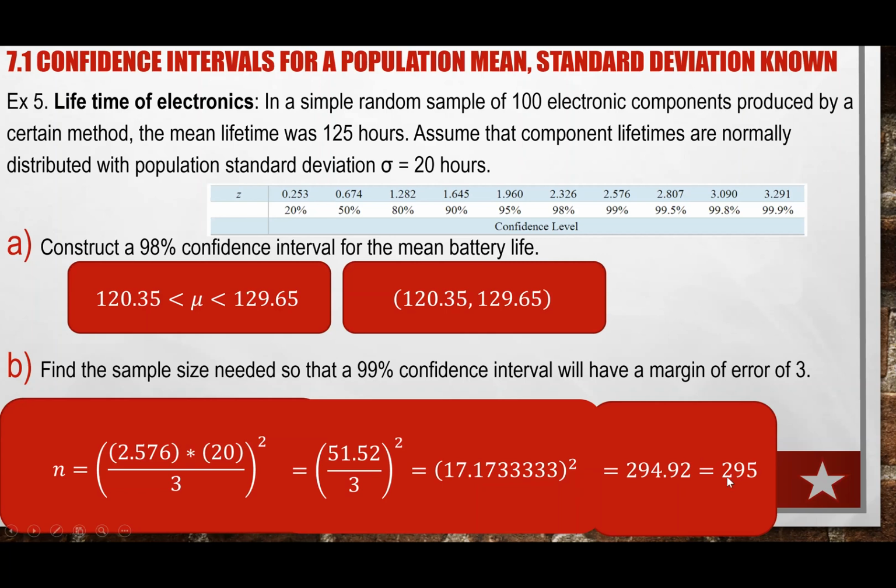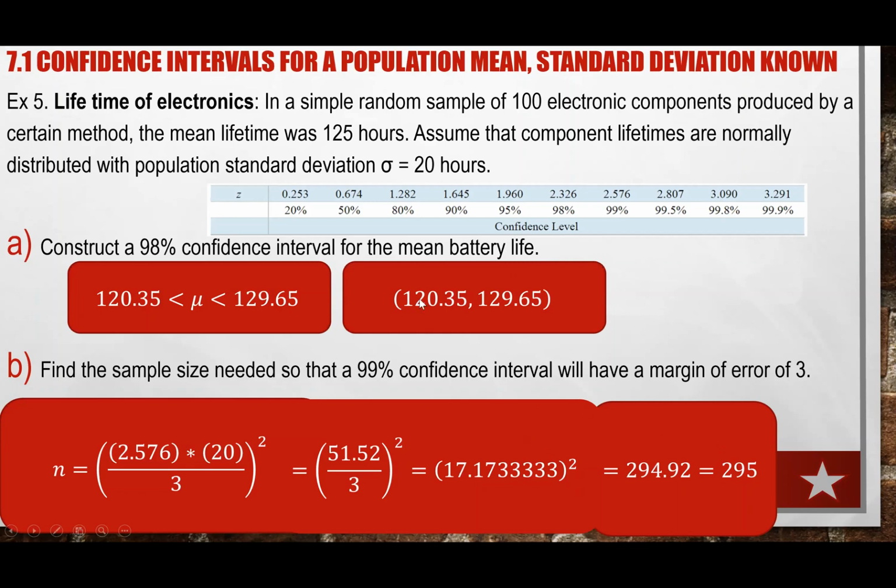For 99%, you need an extra 195. Everybody see that right here. To be 98% confident, you need 100 components. But if you want to be 99% confident, you will see that the confidence interval is bigger but the margin of error is smaller. And because the margin of error is small, we need to have a larger sample.